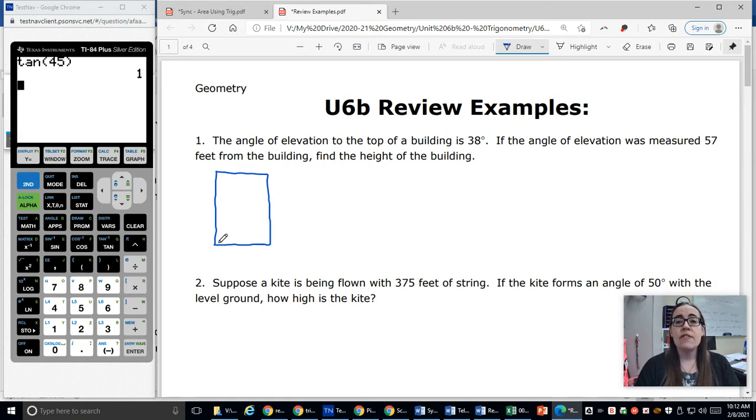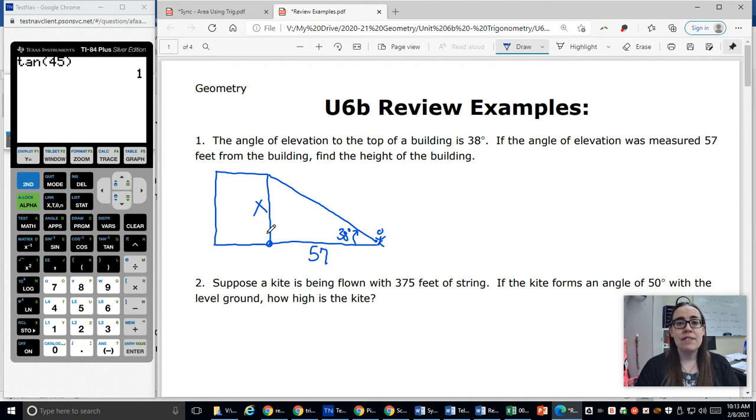Okay, the angle of elevation to the top of the building. So that means I must be off to the side somewhere, and I'm looking up at the building. That angle of elevation, so looking up, this angle right here is 38 degrees. Okay, the angle of elevation was measured 57 feet from the building. So I'm standing right here, 57 feet from where the building is. So the distance between me and the building is 57 feet. Find the height of the building. So I'm trying to figure out how tall this is.